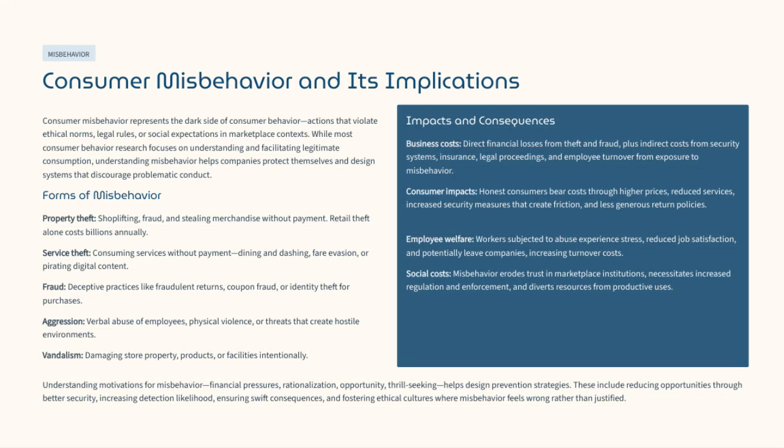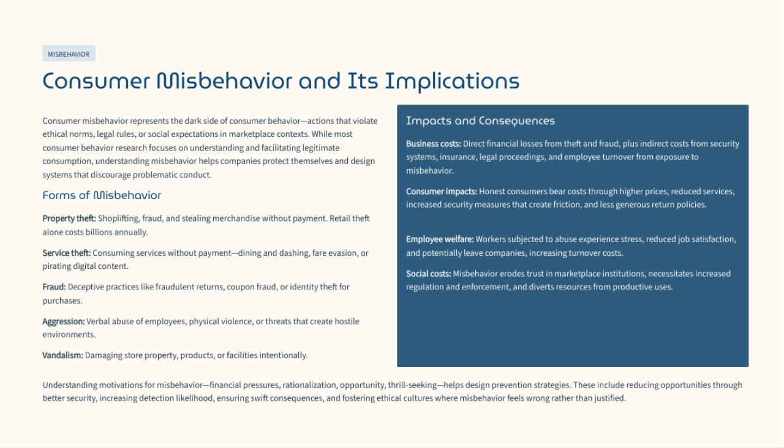Understanding the motivations behind misbehavior is crucial for developing effective prevention strategies. When we look at reasons like financial pressures, rationalization, opportunity, and thrill-seeking, we can tailor our approaches accordingly. For example, reducing opportunities through better security measures makes it harder for misbehavior to occur. Increasing the likelihood of detection and ensuring swift consequences also serve as strong deterrents. Additionally, fostering an ethical culture where misbehavior feels wrong rather than justified helps prevent these actions from taking root.